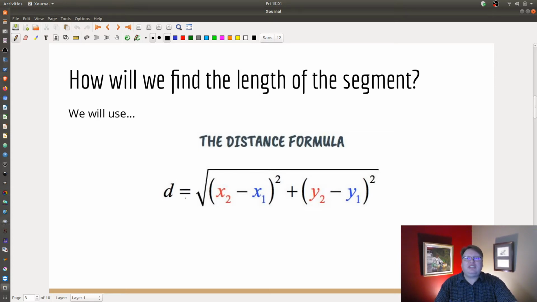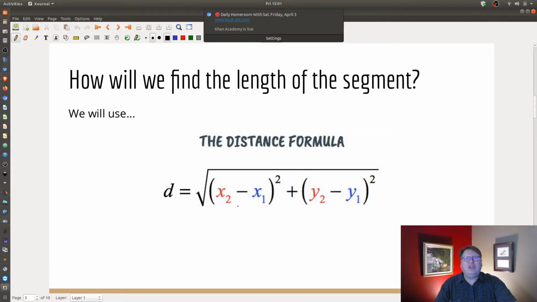You have the distance is equal to the square root of the first quantity.